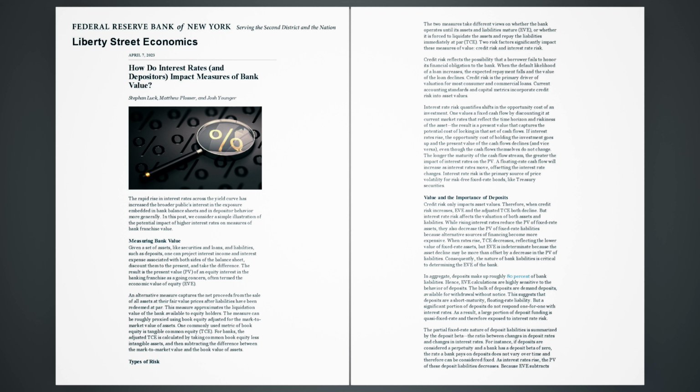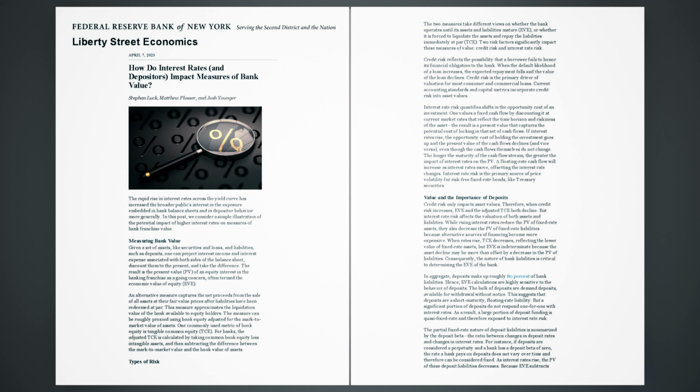One commonly used metric of book equity is tangible common equity, TCE. For banks, the adjusted TCE is calculated by taking common book equity less intangible assets, and then subtracting the difference between the mark-to-market value and the book value of assets.